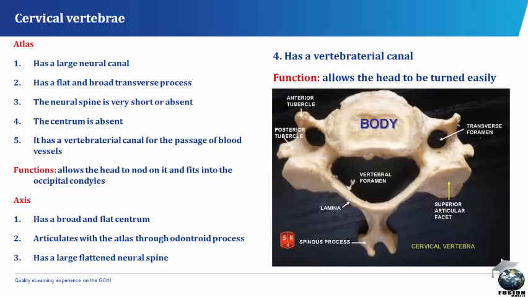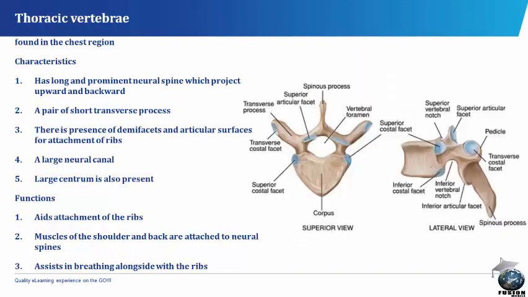1. It has a broad and flat centrum. 2. It articulates with the atlas through the odontoid process. 3. It has a large flattened neural spine. 4. It has a vertebraterial canal. Its function is that it allows the head to be turned easily.